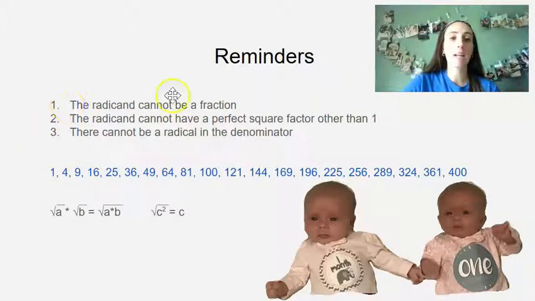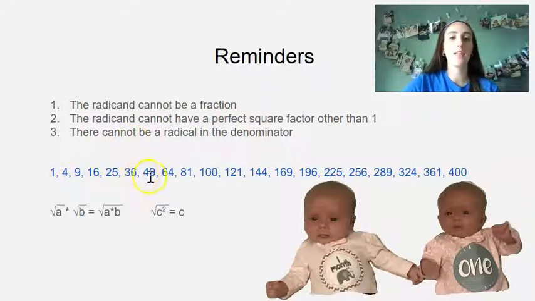Keeping in mind the radicand cannot be a fraction. The radicand is a number inside the radical symbol. Also, the radicand cannot have a perfect square factor other than 1. And lastly, when simplifying radicals, there cannot be a radical in the denominator. So if there's a fraction involved, that bottom number can't have a radical.